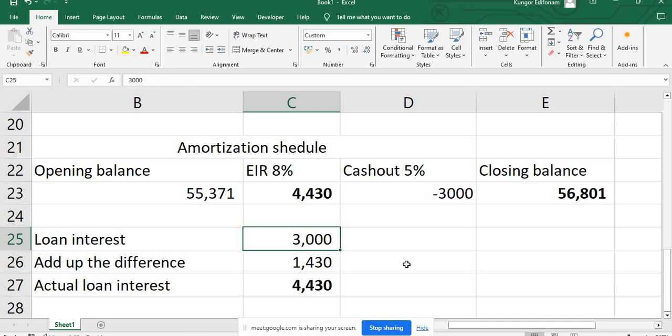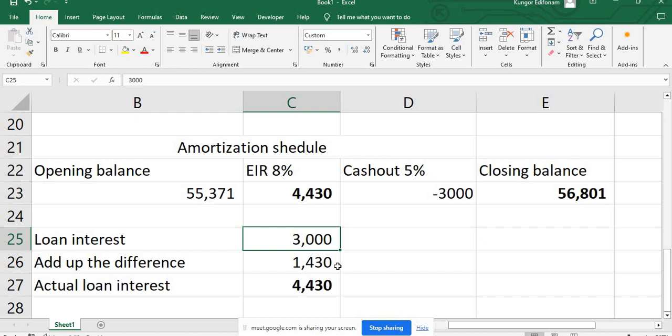Prince, thank you. Please, after calculating the loan interest, by comparing what we did in the amortization schedule for us to arrive at the difference of 1,430, you compare that to the amount in the trial balance. Are there cases where it happens to be more for us to less it from the loan interest? Very good. Yes.